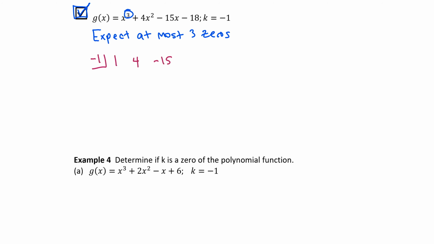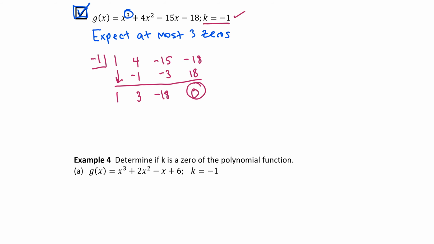Picking up our coefficients, nobody is missing. And remember, I'm going to anticipate a 0 in that last spot since we are given that k equals -1 is a 0. So running through our synthetic division, we have in fact confirmed that k equals -1 is a 0. What confirms it is the 0 in this position right here.